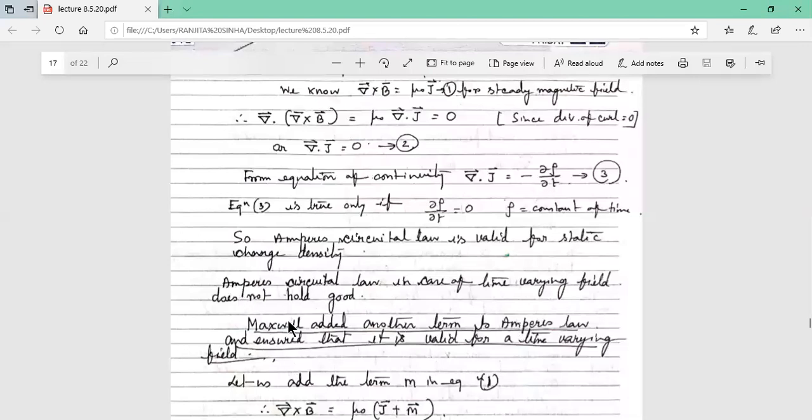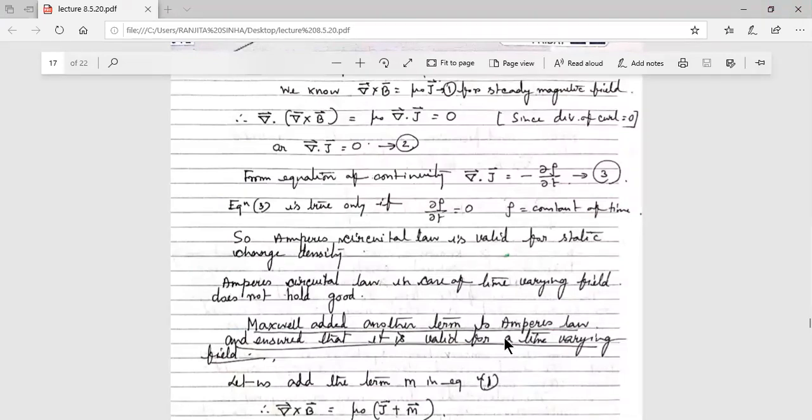Maxwell added another term to Ampere's law and ensured that it is valid for a time varying field. So Maxwell corrected the Ampere's circuital law, adding one extra term.